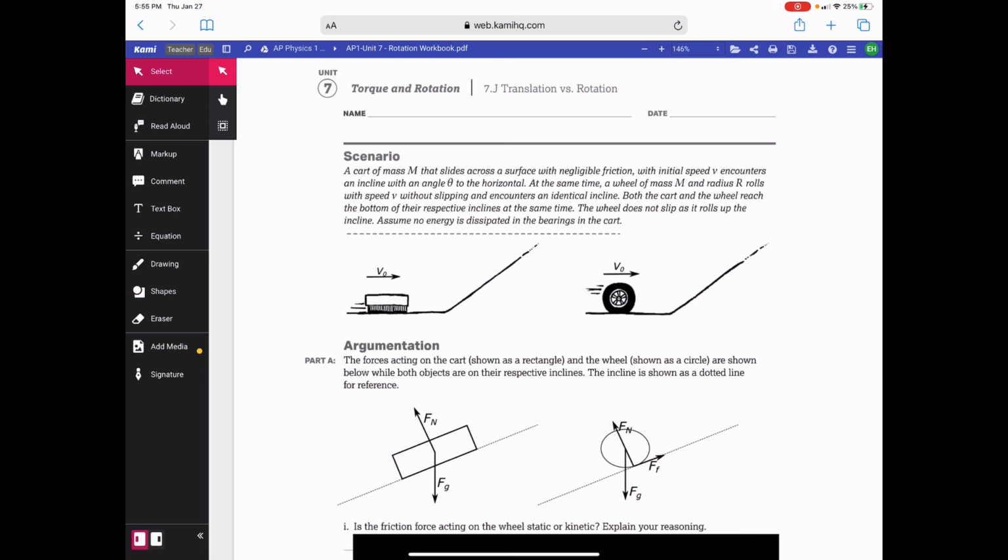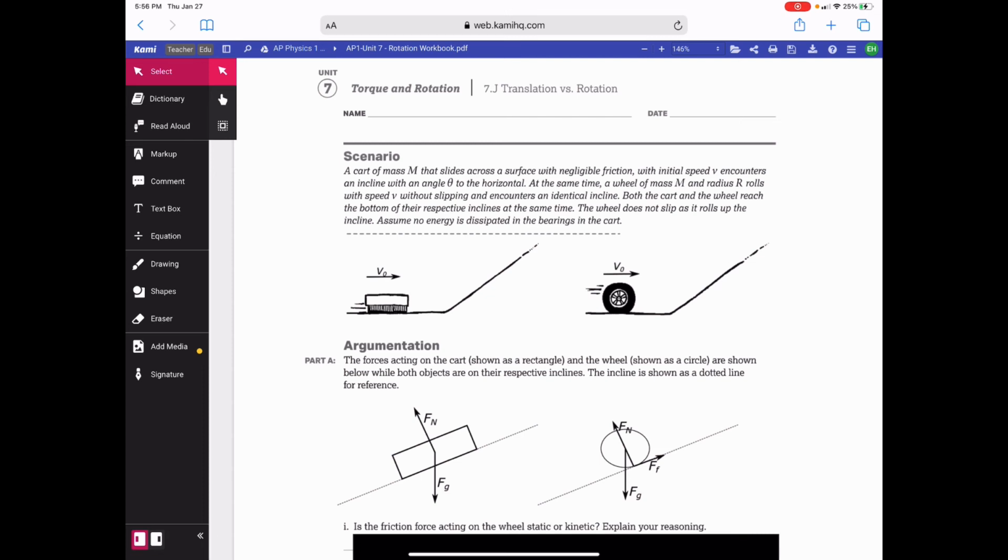Let's begin. In this scenario, we have a cart of mass m that slides across a surface with negligible friction. The initial speed is v, and it encounters an incline of angle theta with the horizontal. At the same time, a wheel of mass m, radius r, rolls with the same speed v without slipping, and encounters the identical incline. Both the cart and the wheel reach the bottom of their respective inclines at the same time. The wheel does not slip as it rolls up the incline. Assume no energy is dissipated in the bearings on the cart.